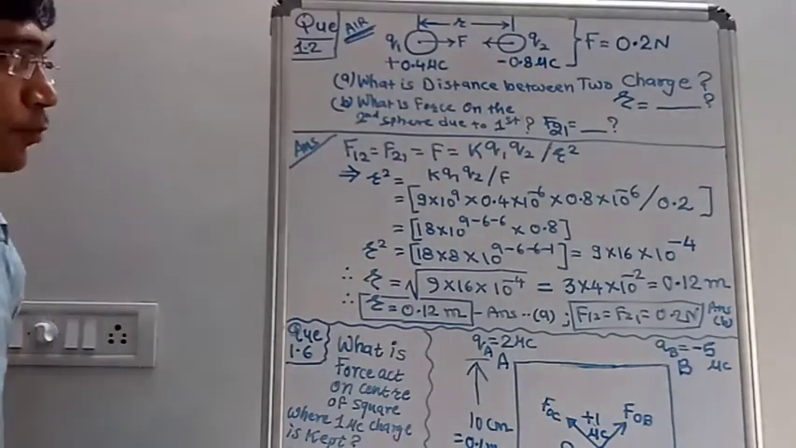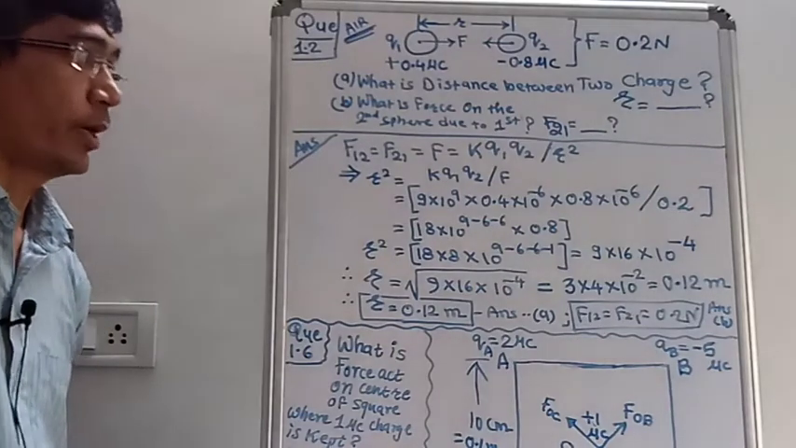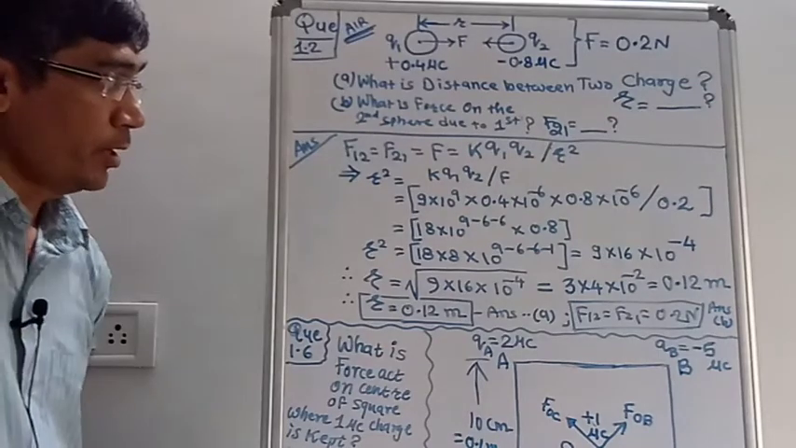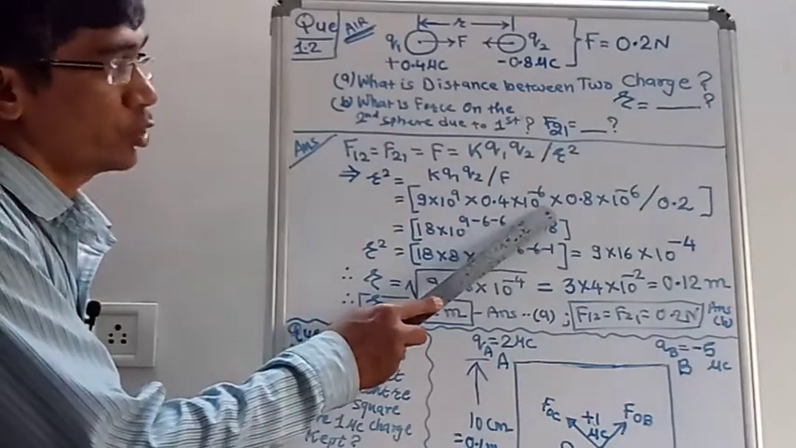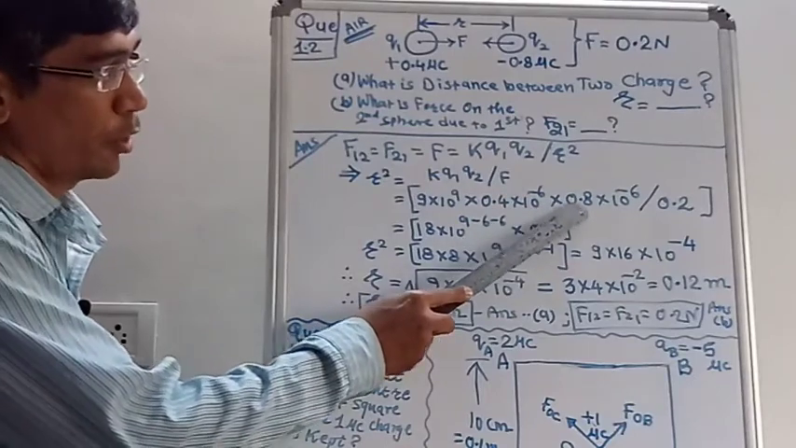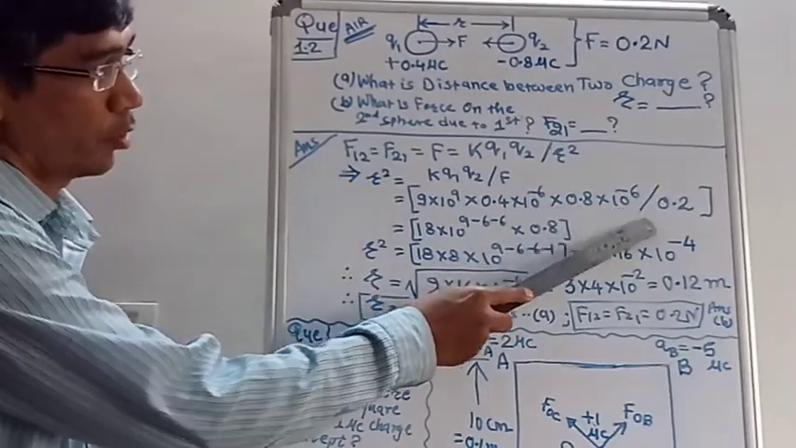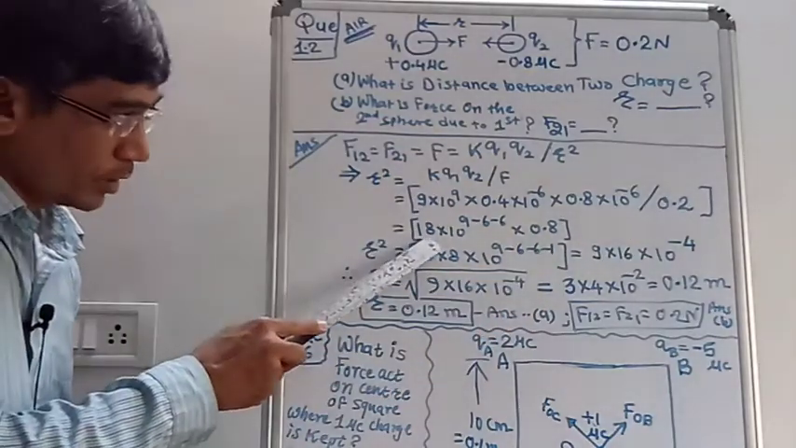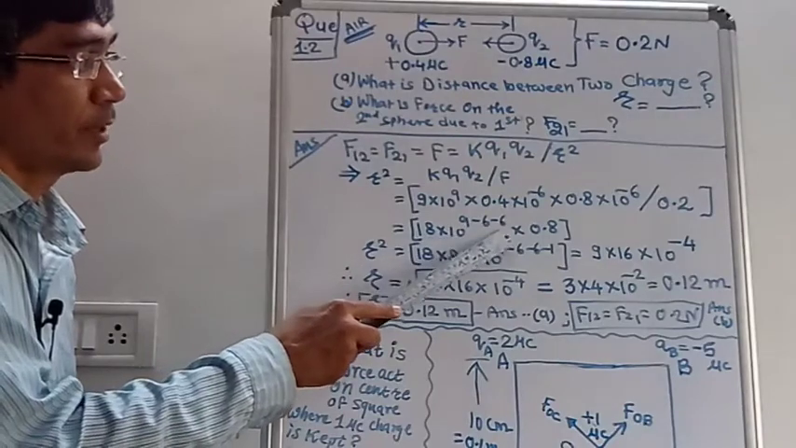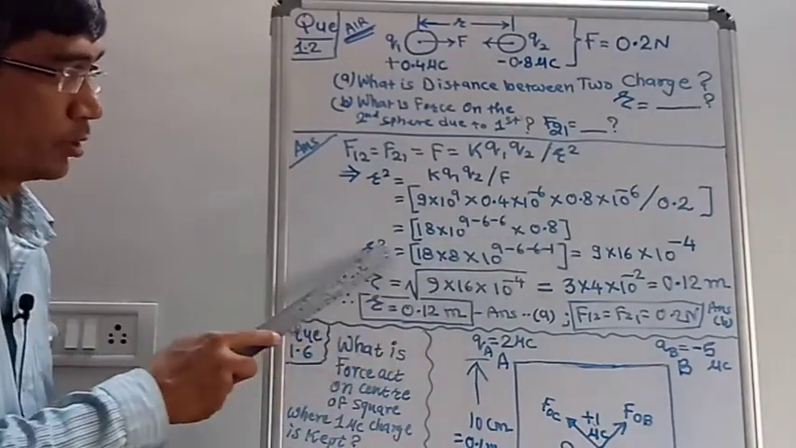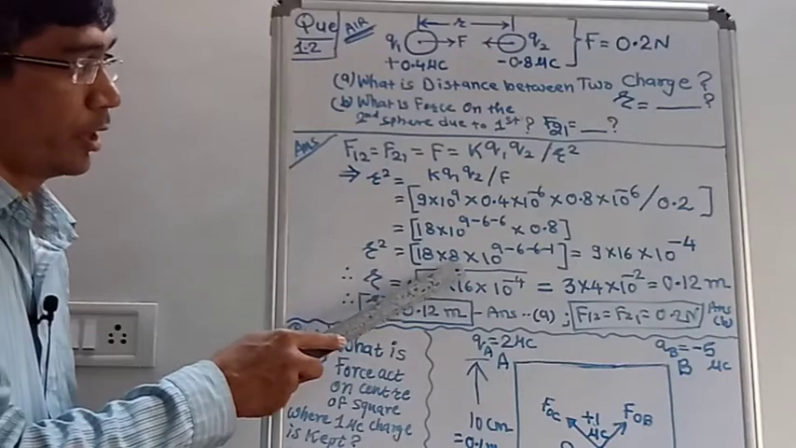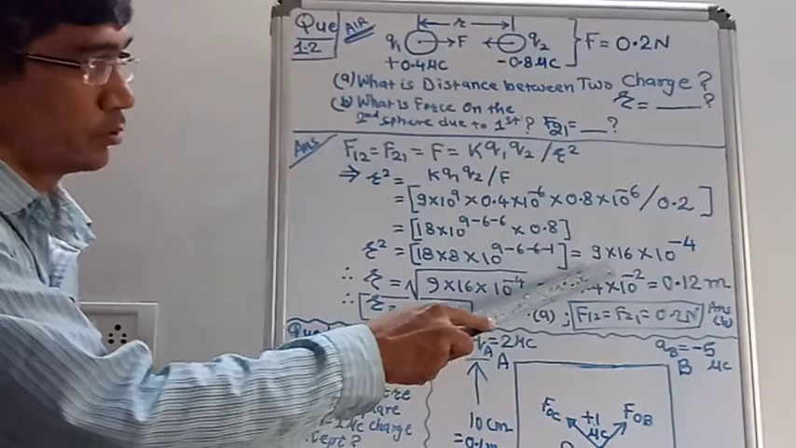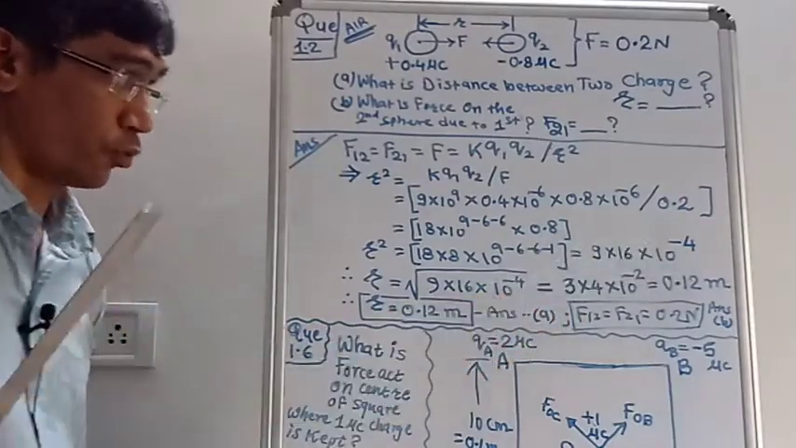So here by putting the values of k, q1, q2 and F, we get r square equal to 9 into 10 raised to 9 into 0.4 into 10 raised to minus 6 Coulomb into 0.8 into 10 raised to minus 6 Coulomb upon 0.2 Newton. So we get r square 18 into 10 raised to 9 minus 6 into 0.8. So again r square is equal to 18 into 8 into 10 raised to 9 minus 6 minus 1, which is equal to 9 into 16 into 10 raised to minus 4.